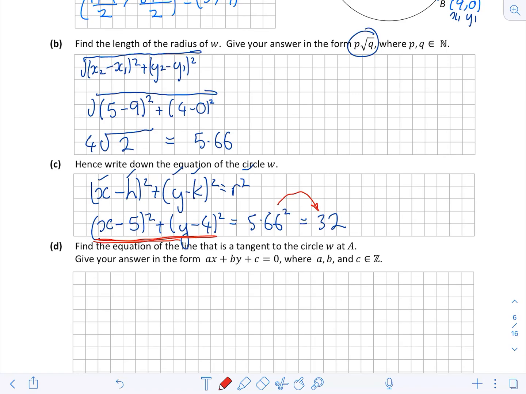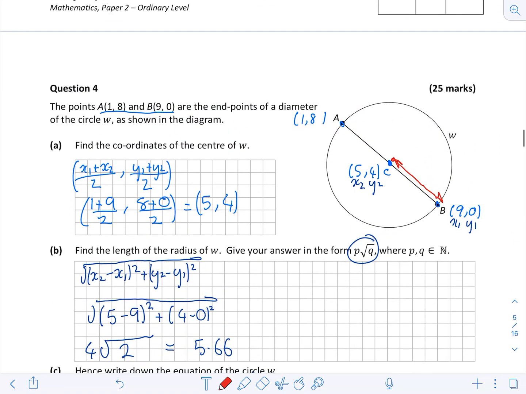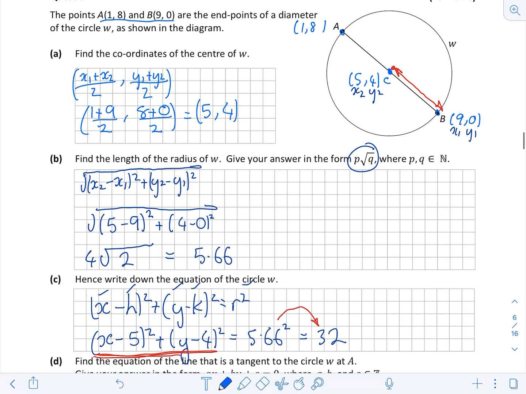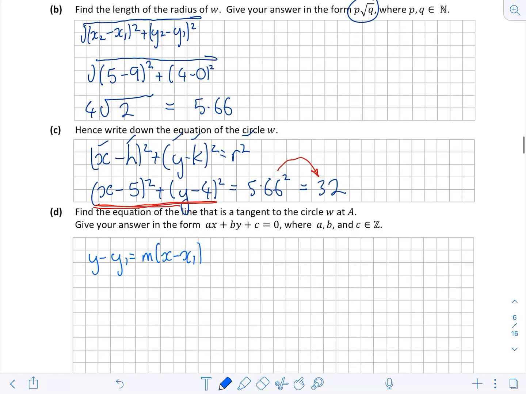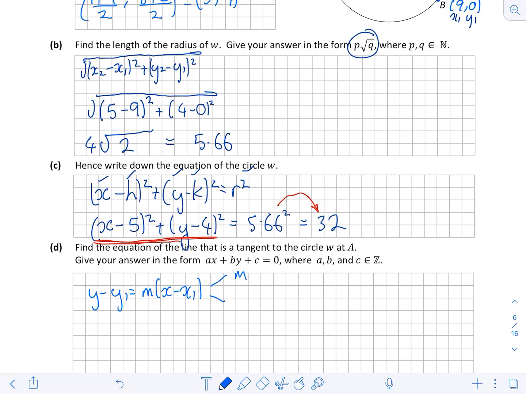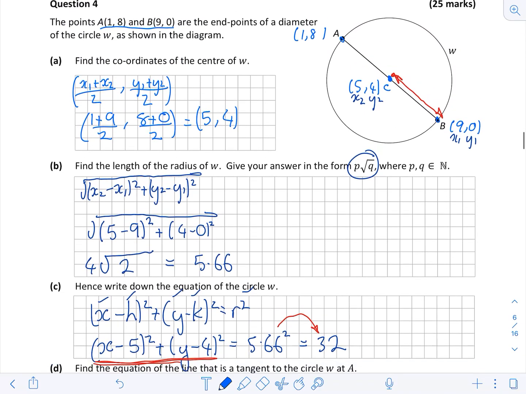Find the equation of the line that is a tangent to the circle W at A. At A, okay. So equation of a line, that's what we're asked to find. We go to our maths tables and look up the equation of a line formula, and it tells us we're going to use y minus y1 is equal to m into (x minus x1). So in order to use this, we need two things: we need the slope and we need a point x1, y1. We have our point, which is (1, 8), but we don't know the slope.